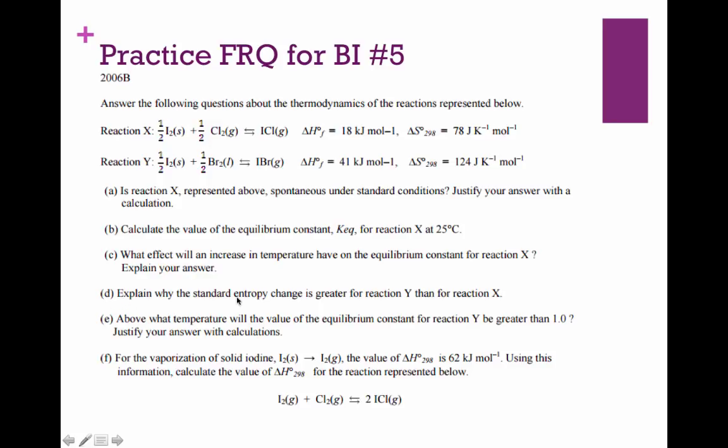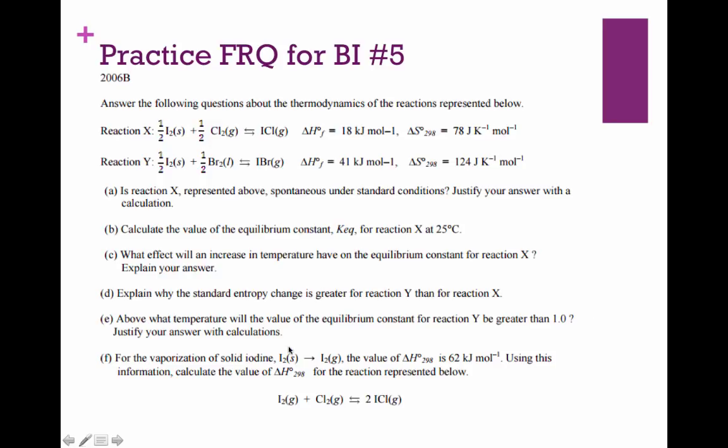And then explain why the standard entropy change is greater for Y than for X. So here we have a bigger entropy. This wants to know why, so look at your disorder. So you're looking at standard entropy change greater for Y. So we're going from solid and liquid to a gas versus a solid and a gas to a gas. Above what temperature will the value of the equilibrium constant be greater than 1?